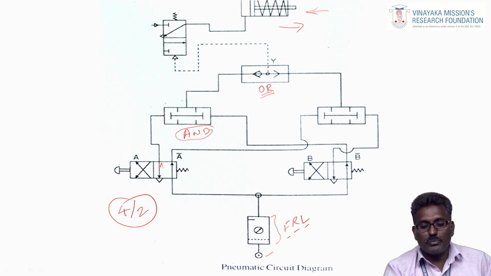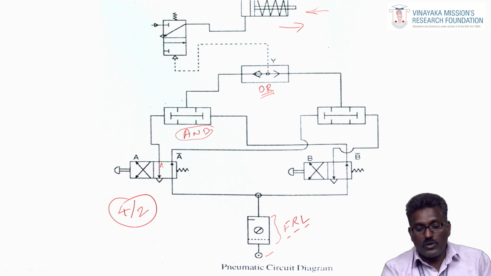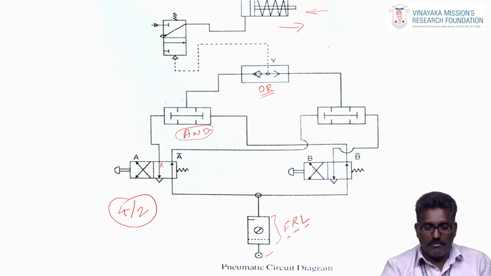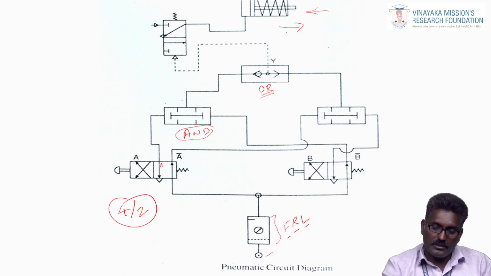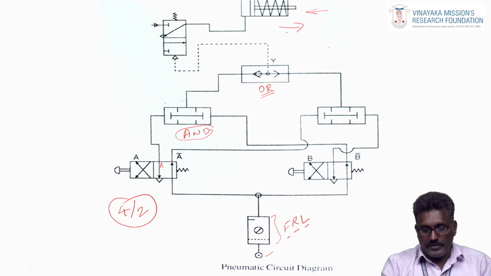This OR valve produces output if any one valve produces output. So now this valve is on and the cylinder moves forward. You press button A, the cylinder moves forward. And you release it, the power supply is cut and the cylinder moves in reverse.